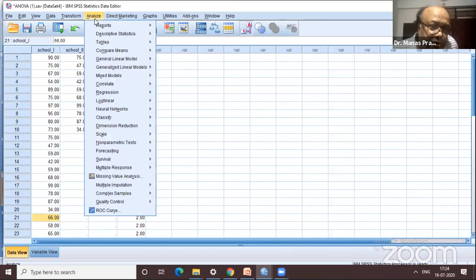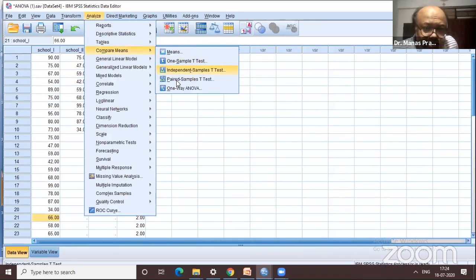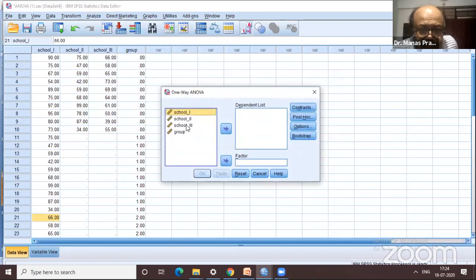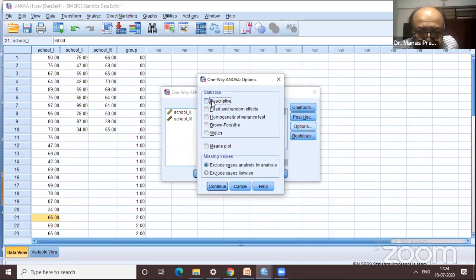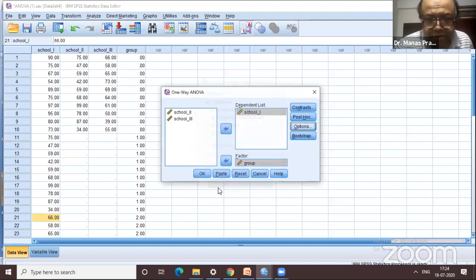Then go to Analyze, Compare Means, One-Way ANOVA. This is the variable; here we have all the marks of all the school students. Click here, put it here. Then there is a variable called Factor. So put the group variable in Factor, then go to Options. You can choose descriptive statistics, that means mean, median, mode will come. Put it here, continue.